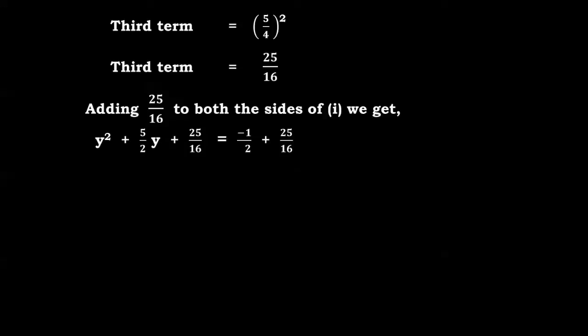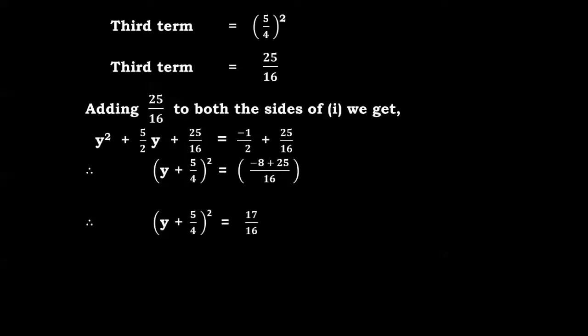Now see student, at LHS y square plus 5 upon 2y plus 25 upon 16, this is the square of (y plus 5 upon 4) the whole square. Now at RHS we can make the denominator same, the denominator will become 16, and that is minus 8 plus 25 upon 16. 25 minus 8 is 17 upon 16.